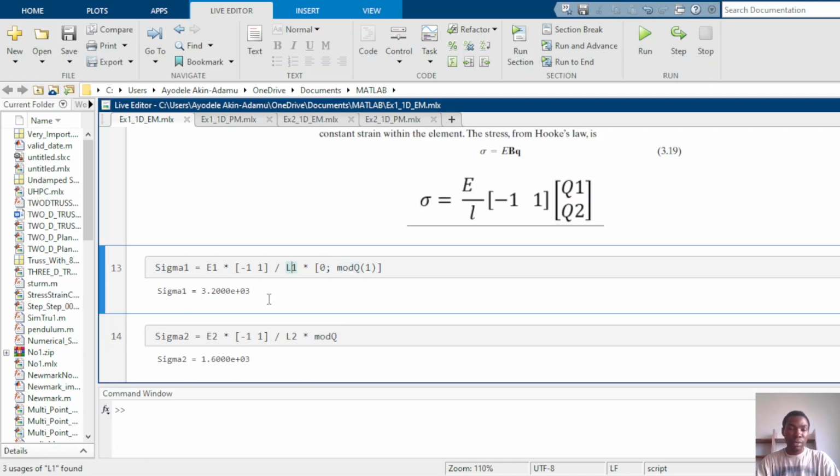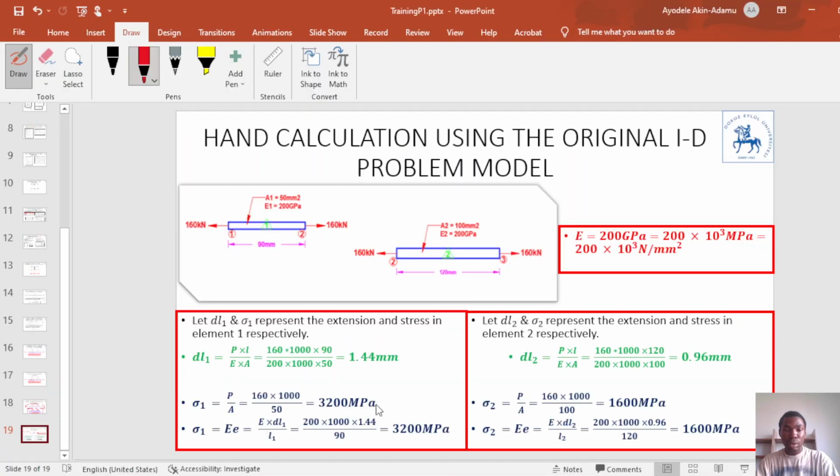Comparing the stress value of this finite element procedure with the manual calculation, we see that the normal stress in element 1 is 3,200 and the normal stress in element 2 is 1,600. In the PowerPoint calculation, we see the normal stress in element 1 is 3,200 megapascal, in element 2 is 1,600 megapascal. The extension in element 1 is 1.44, while the extension in element 2 is 0.96.